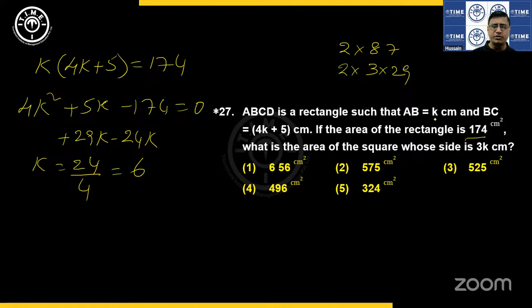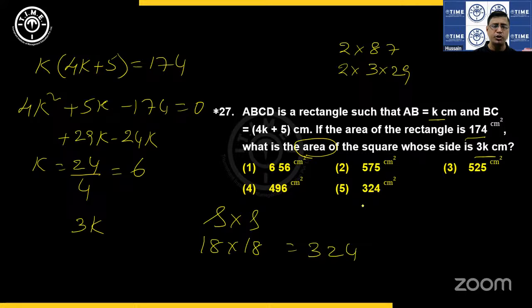When k is equal to 6, 3k is the side of a square. 3k means 3 into 6, 18. What is the area of a square? Side into side. 18 into 18 is equal to 324. Right choice, option number 5. Fifth choice is the right answer.